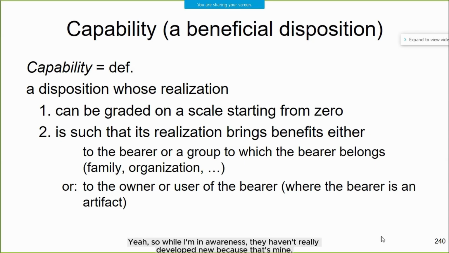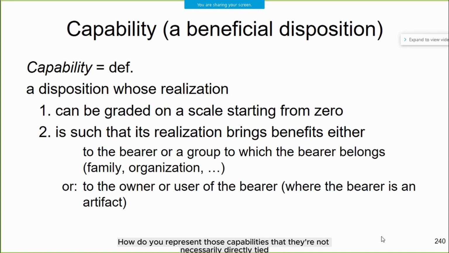But many capabilities are acquired. The capability to speak Greek, you can acquire it. How do you represent those capabilities?